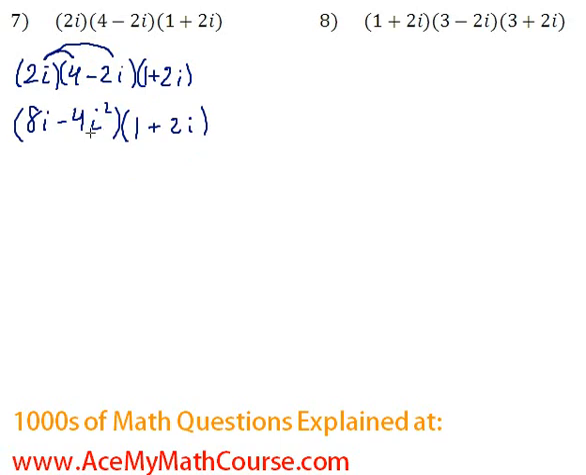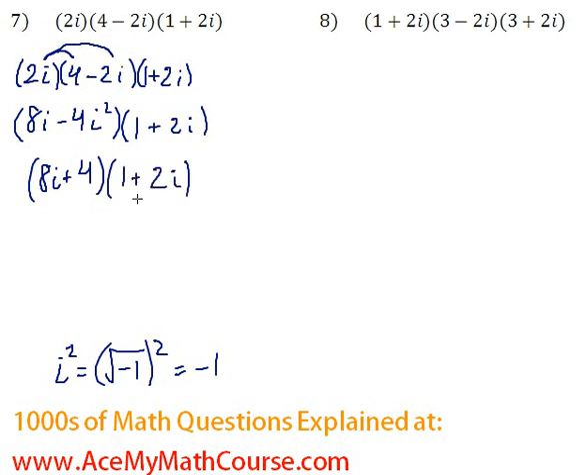I'll just simplify this slightly before we move on. You know that i squared is negative 1, right? Because i is the root of negative 1, so if we square that, that's just negative 1. So negative 1 times negative 4 is positive 4. So negative 4i squared is just positive 4.